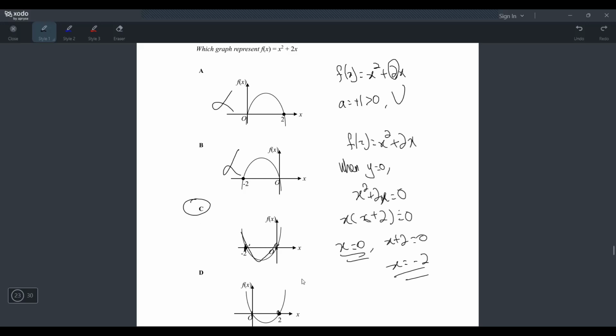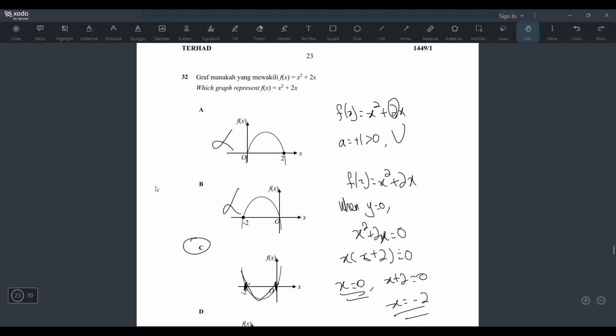That's why C is your answer. Okay, because your x-intercept must be 0 and -2. Okay, so that's how you do it. Right? But I want to mention a bit about the method I used earlier.